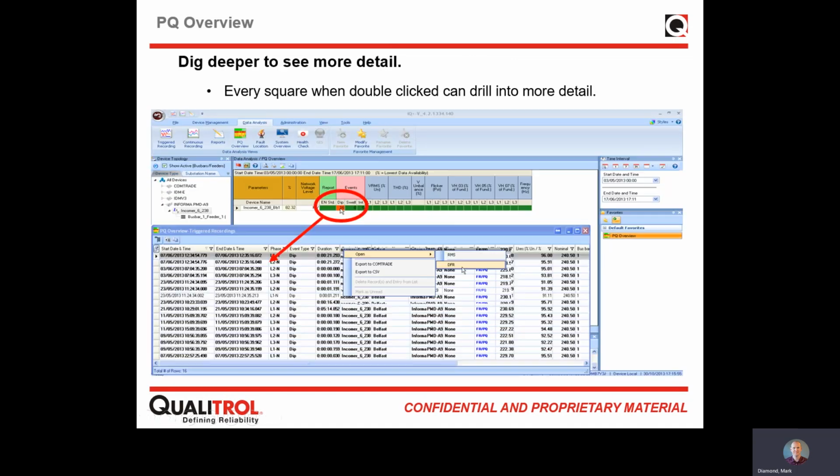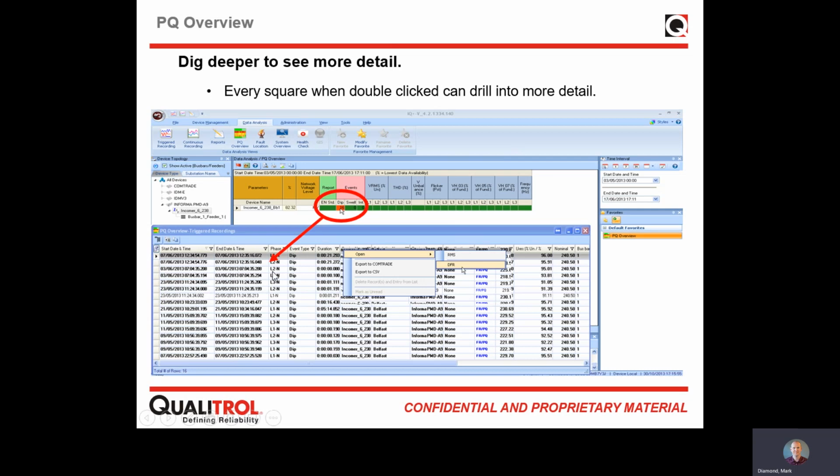If I come to the next screen and we take an example, here we're looking at one individual device, and we can see that for the dips, there are 16 dips, and that's gone through a threshold of compliance. It's marked it as red, but a user can double click on that square, and that opens up a list of all of those dips, swells, or interruptions. In this case, they're all dips.